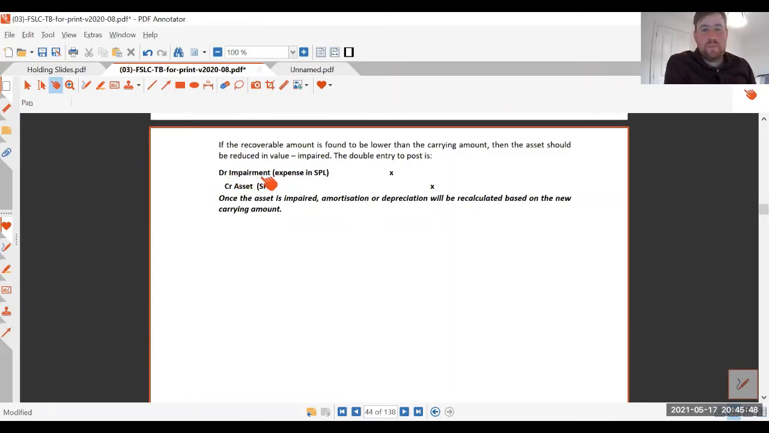Whereas with revaluation, sometimes you have to mess around with those reserves and things. Because impairments are generally going down, it's always just going to be a case of shifting it across to your expenses. So you simply reduce your asset value to whatever that recoverable amount was and expense the rest. Job done.